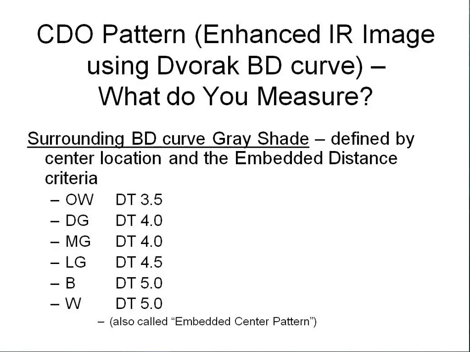Now we're returning to the discussion of the Dvorak technique and the T-number assignment using enhanced IR images with a CDO. This is also called the embedded center pattern. Here, the surrounding BD curved gray shade must be determined according to the center location and a distance criteria. The coldest BD shade that the center lies within, the required distance, defines the surrounding BD curved gray shade.